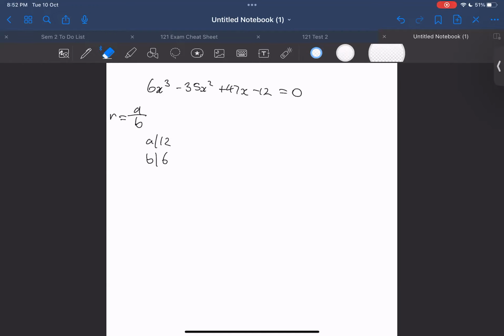Oh, why is r equal to a over b? Sorry, because we're trying to find a root. So r represents just a root that we're trying to find here, and we're saying it's a over b because we're looking for rational roots, which are numbers that can be expressed in the form a over b, right? So I'm saying that if r is a root of the form a over b, then a divides 12 and b divides 6.